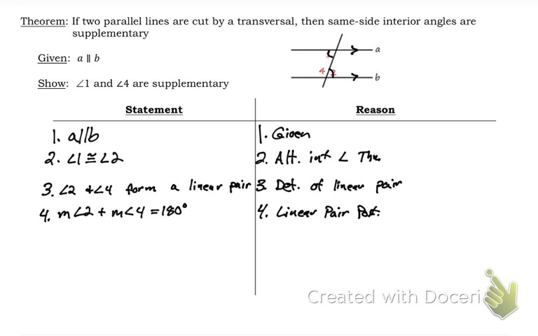Did I ever say measure of angle 1 equals measure of angle 2 yet? No, and I have to say those exact words. I have 1 is congruent to 2, but I don't have them equal to each other. So my step 5 would go measure of angle 1 equals measure of angle 2. What allows me to go from a congruent symbol to an equal symbol? Definition of congruence.